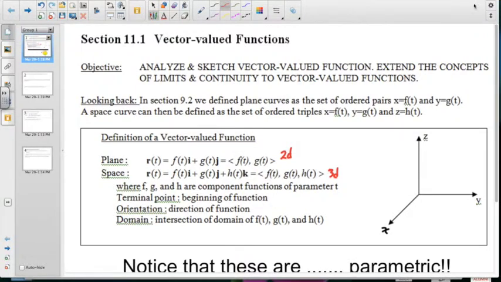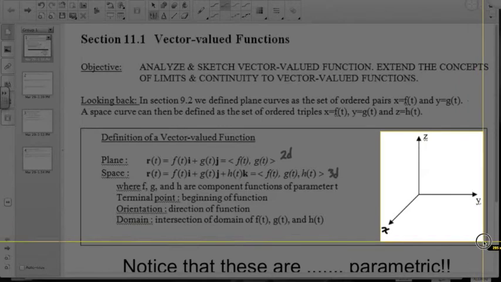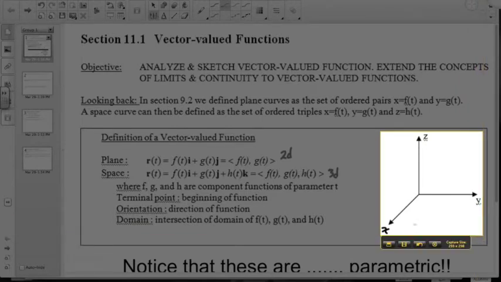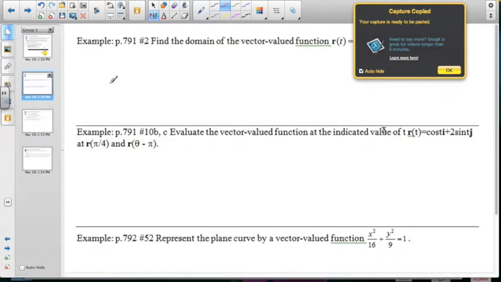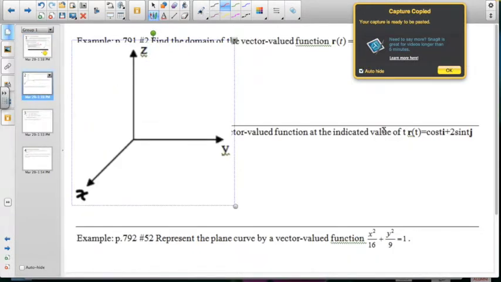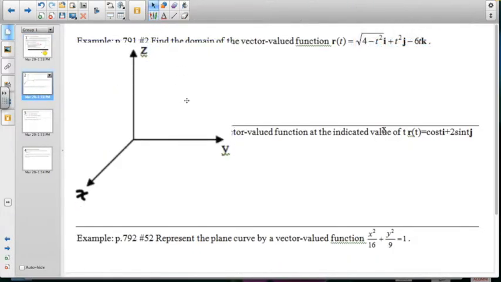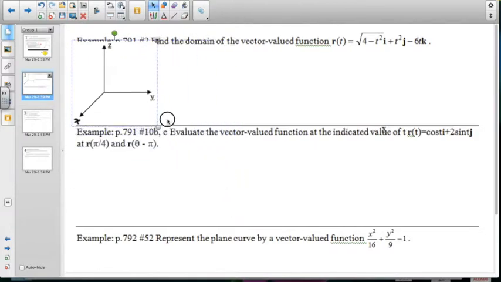So let me just grab this picture here of the 3-dimensional plane. There we go. Okay, so let's bring it into here, and we can talk about that in terms of range and domain.